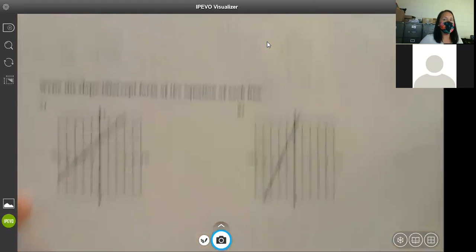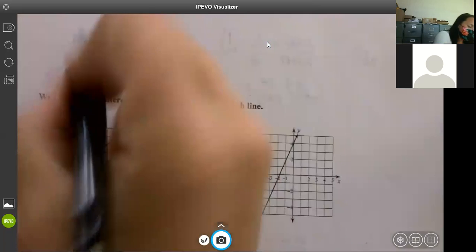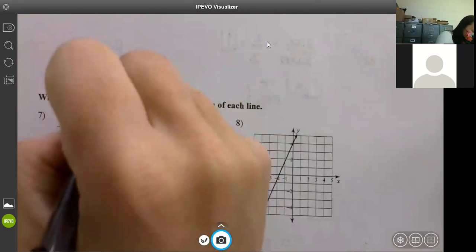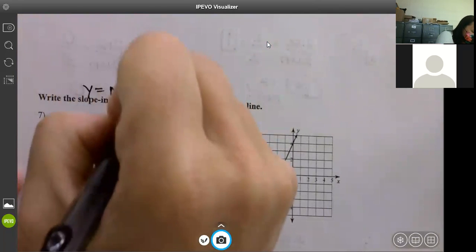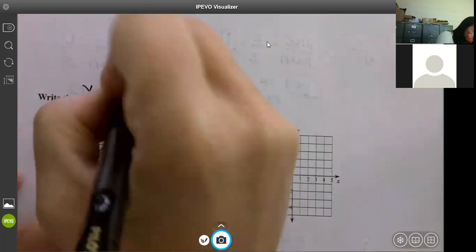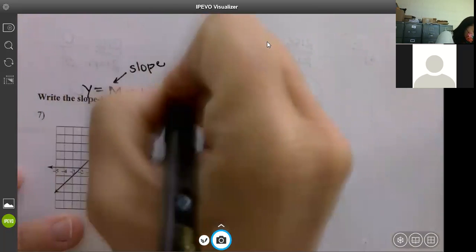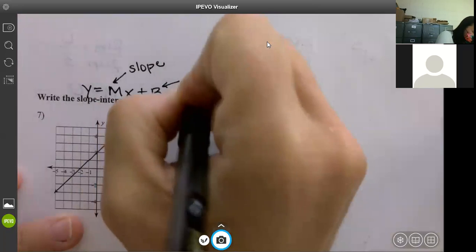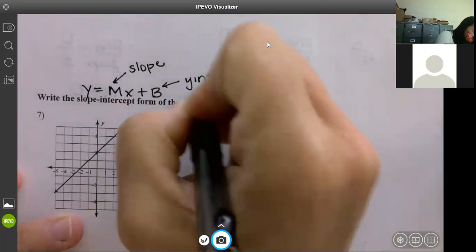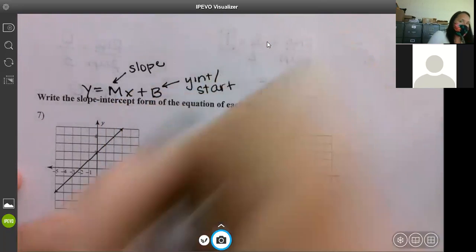All right, write the slope-intercept form of the equation. Slope-intercept is y equals mx plus b, where m is the slope and b is the y-intercept, or remember where you start.